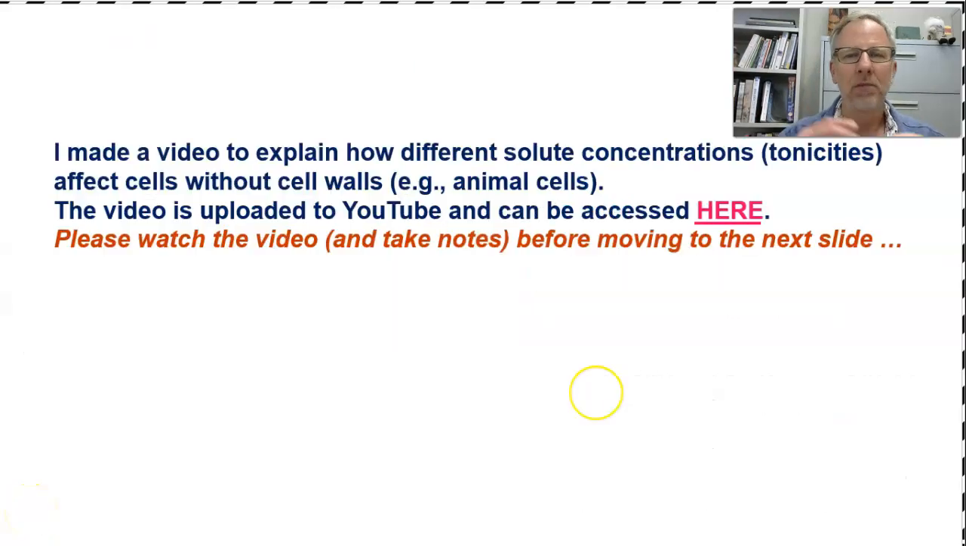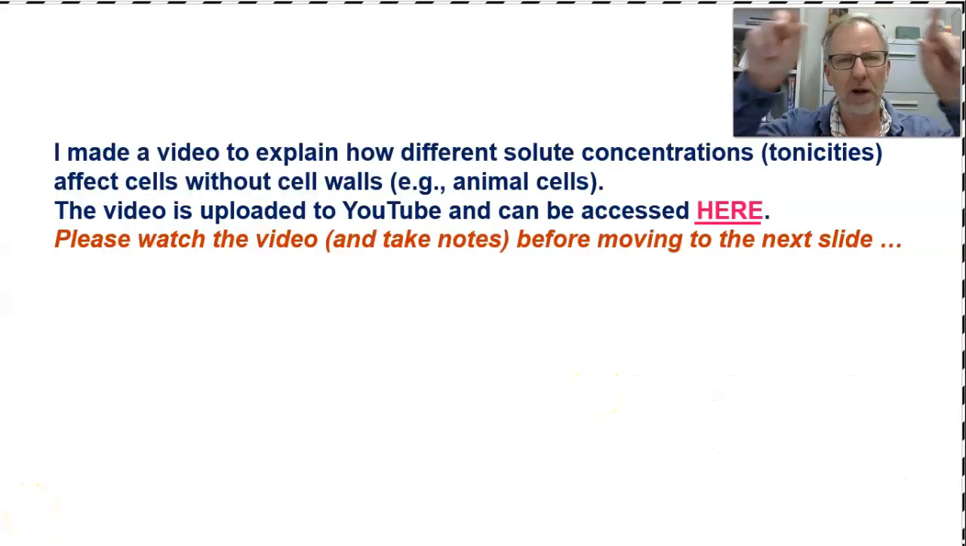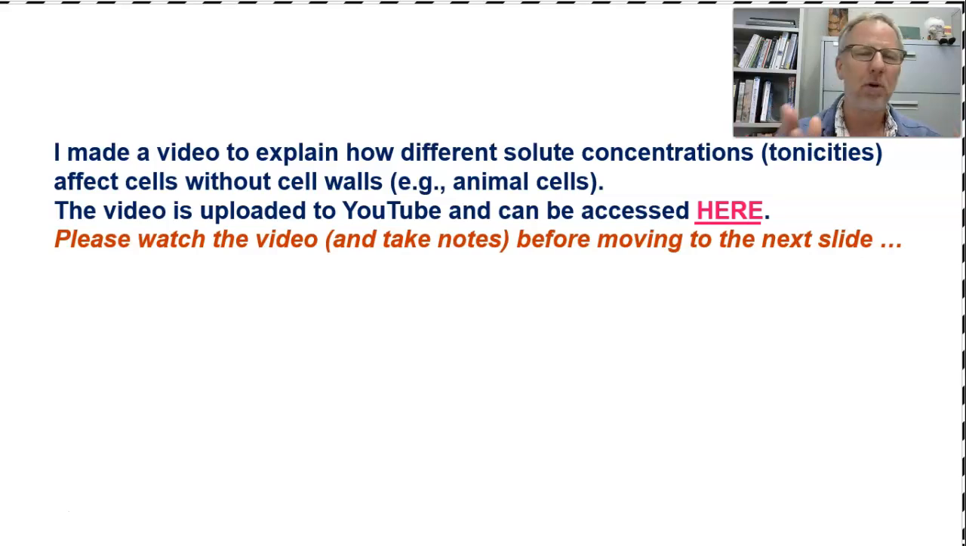Okay, moving on. All right, so I did make a little home video with a whiteboard to explain the concept of tonicity, hypo, hyper, isotonic, and how water moves into or out of cells based on the tonicity of the cell compared to the tonicity of the outside environment. So this video is uploaded to YouTube. You should be able to access it here with this link. Hopefully, fingers crossed, and watch the video and then move on to the next slide. Okay, hopefully it'll help you to understand this concept a little bit better before you move on.